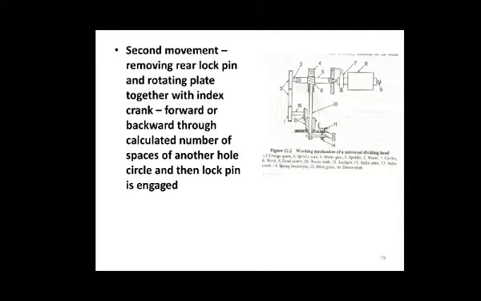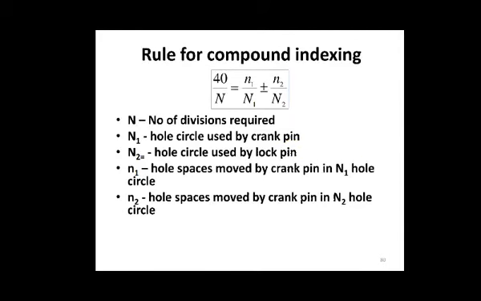So there are some rules for compound indexing. This is the formula: 40 upon N is equal to n1 upon N1 plus or minus n2 upon N2.